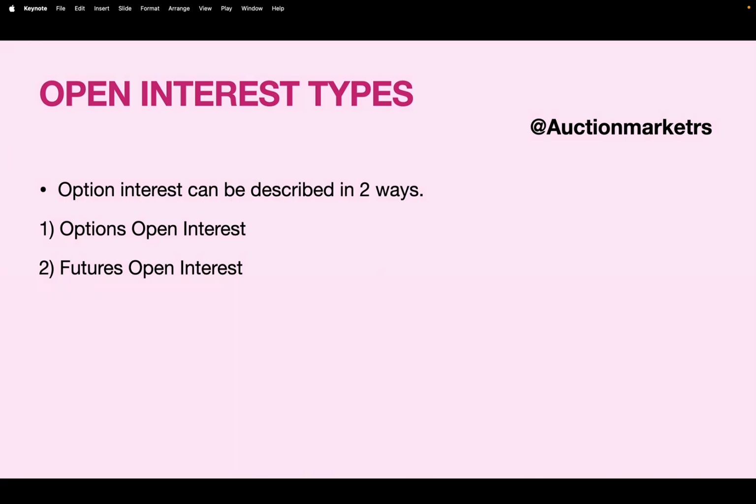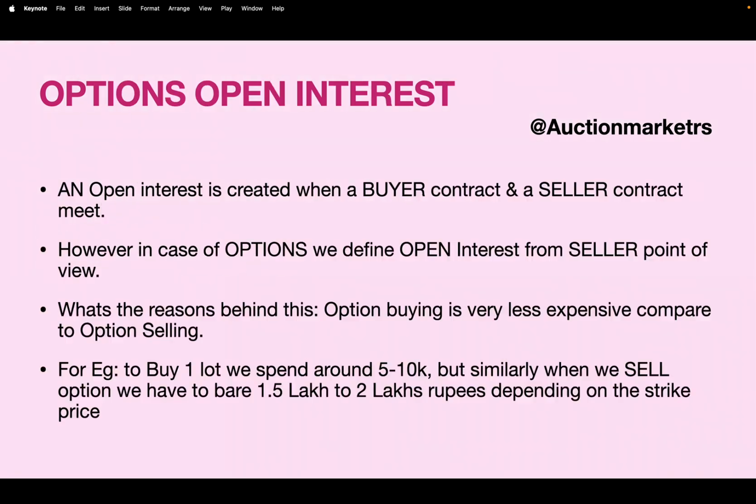So there are basically two types of open interest. We have something called FNO, futures and options. One is options open interest and the second one is futures open interest. There might be some difference between these two, right? Both cannot be the same.